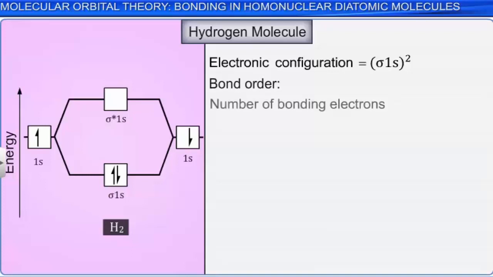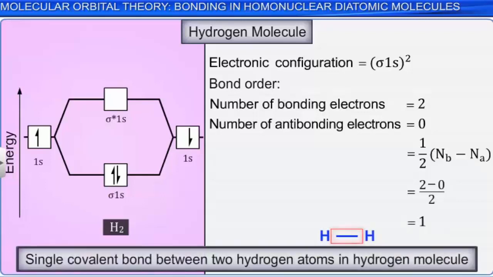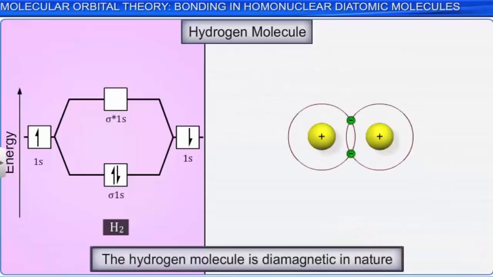As the number of electrons present in the bonding orbital is 2, and as no electrons are present in antibonding orbitals, the bond order is equal to 2 minus 0 divided by 2, which is equal to 1. This shows that there exists a single covalent bond between two hydrogen atoms. The hydrogen molecule is diamagnetic in nature, as no unpaired electrons are present in its molecular orbitals.